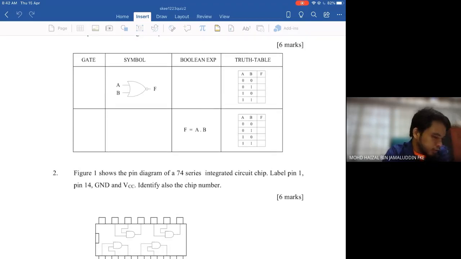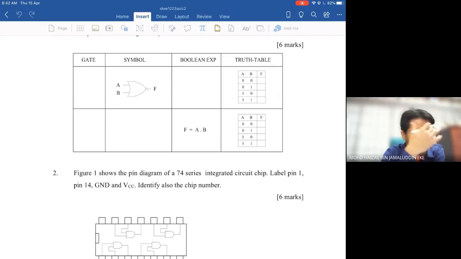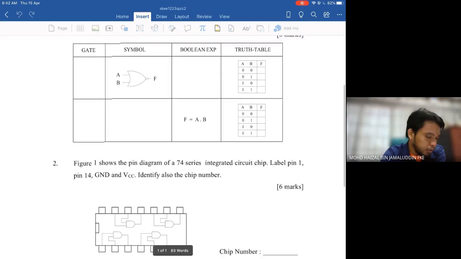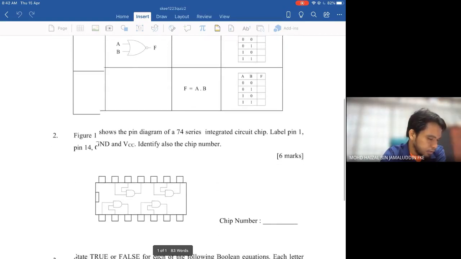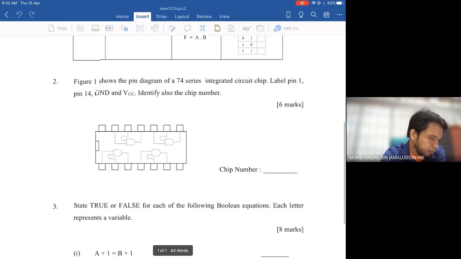Okay, so this is just an example of NOR gates. So what is the Boolean expression? F is equivalent to A plus B, then you have a bar. So then you fill out the truth table. And the second one is the AND gate. So it's just an easy one.